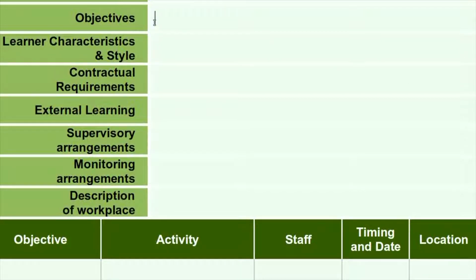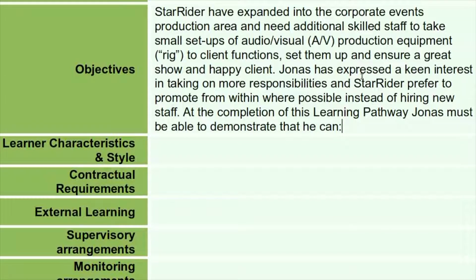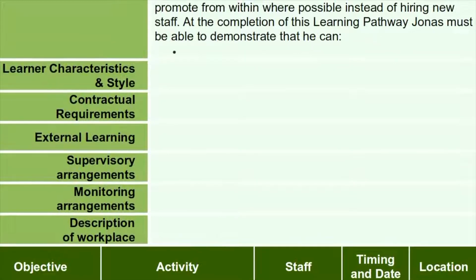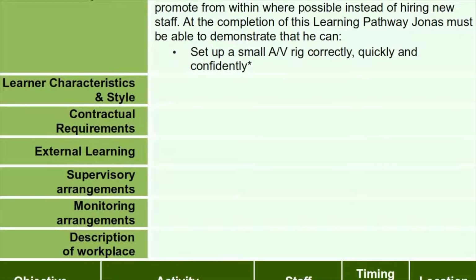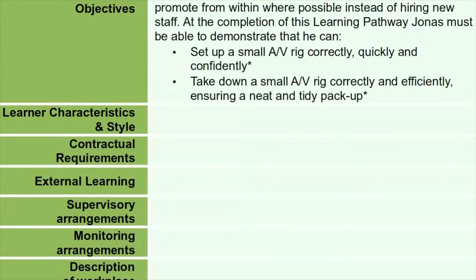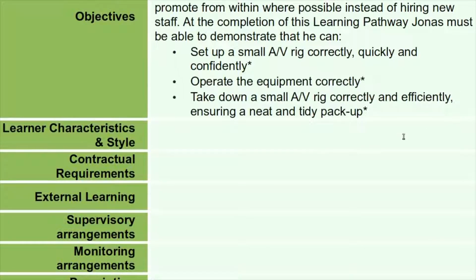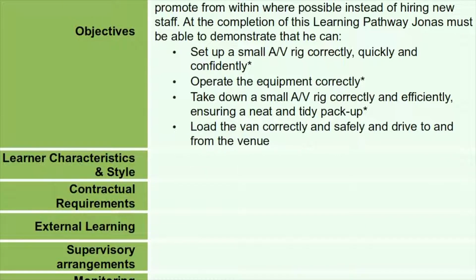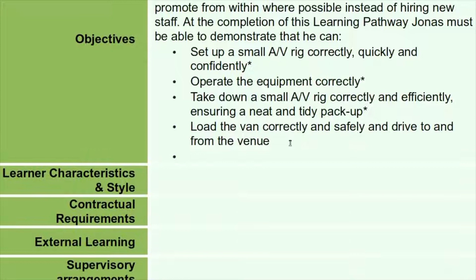So here in the learning objectives section, there's a bit of information, but essentially the objectives are: at the completion of this learning pathway, Jonas must be able to demonstrate that he can set up a small audio-visual rig correctly, quickly and confidently, operate the equipment correctly, take down a small AV rig correctly and efficiently, ensuring a neat and tidy pack-up, load the van correctly and safely and drive to and from the venue, be confident, polite, professional and courteous to clients, and dress appropriately.